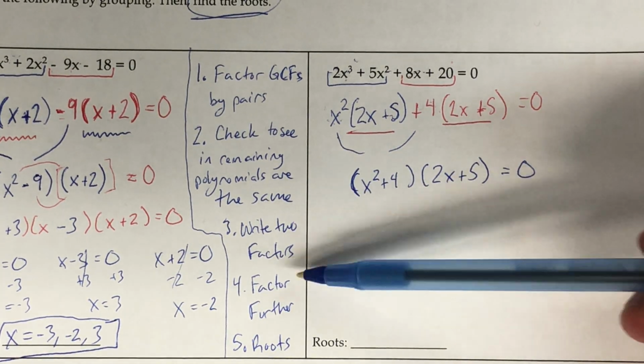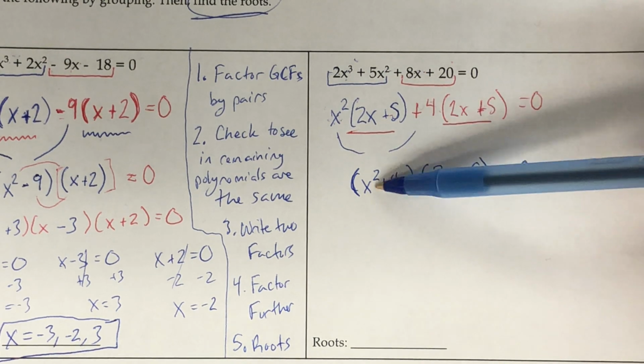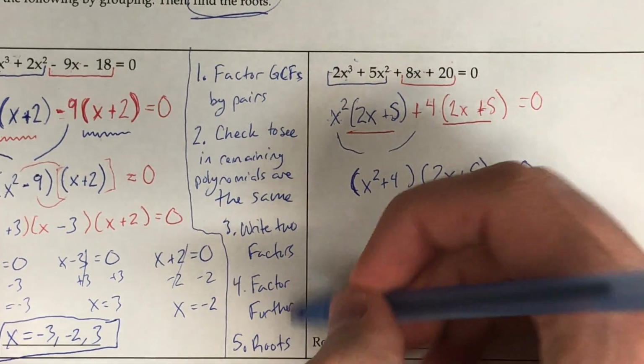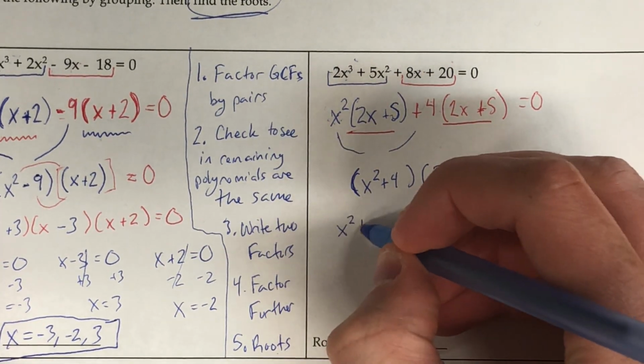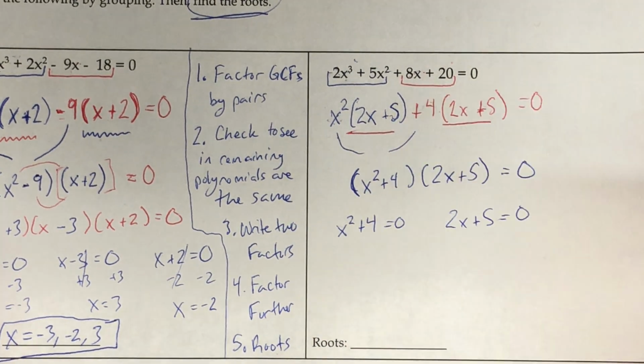So we wrote our two factors, next says factor further. So if we can, we want to do that. So as I look here at x squared plus 4, that's the only thing we could potentially factor further, and we'd have to look for numbers that multiply to 4 and add to 0. Numbers that multiply to 4 and add to 0, that doesn't really work for us. We can't do that. So there is no way for us to factor that further. So then we find our roots by setting those factors equal to 0.